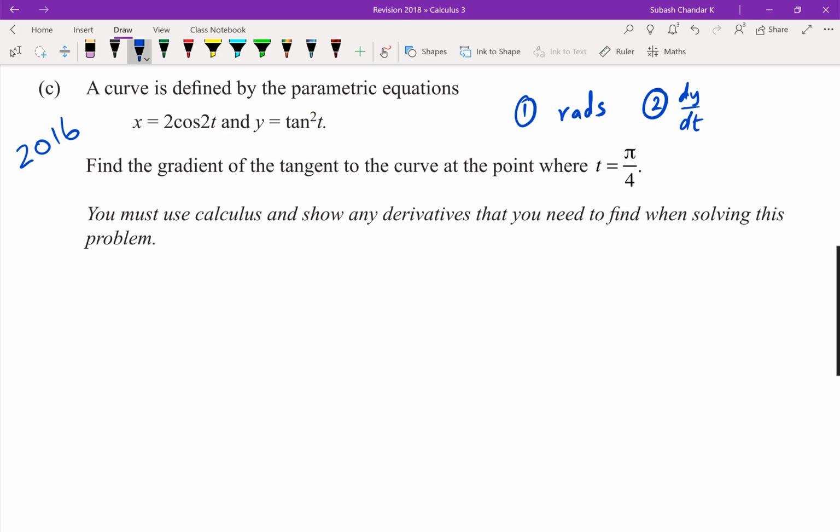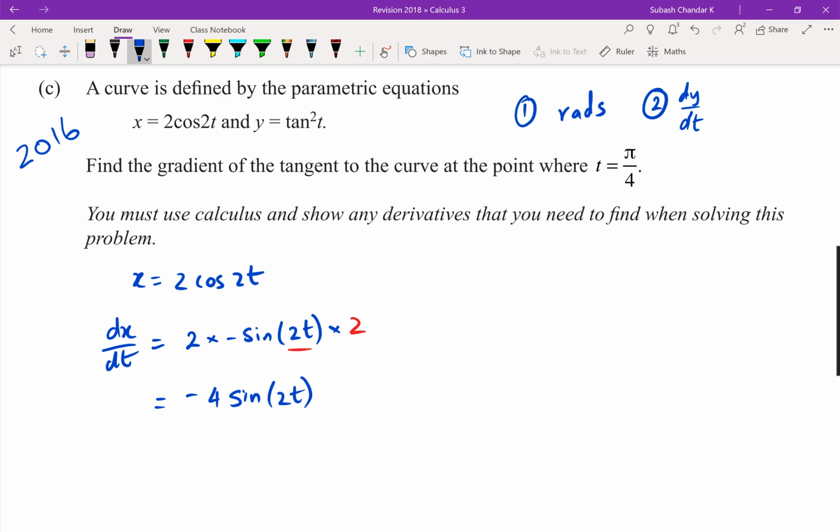I can't do it in my head, unfortunately. I'll do it slowly, all right? So we got dx dt first. I'm going to write x is equal to 2 cos 2t. So dx dt is going to be 2 multiplied by negative sine 2t multiplied by the differentiation of this, which is 2. So you get negative 4 sine of 2t.